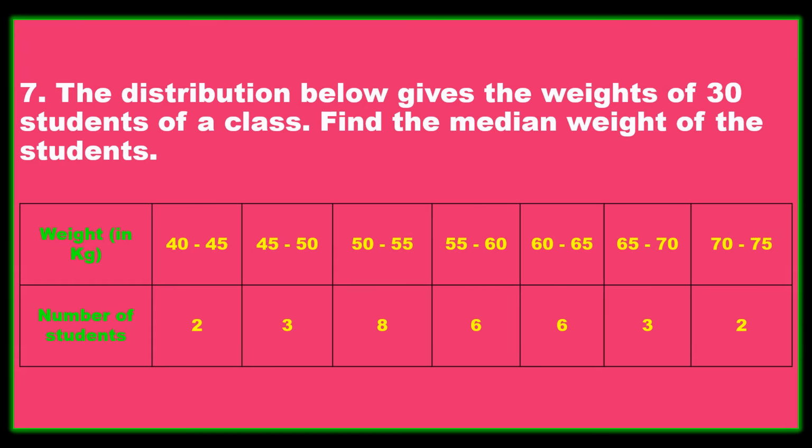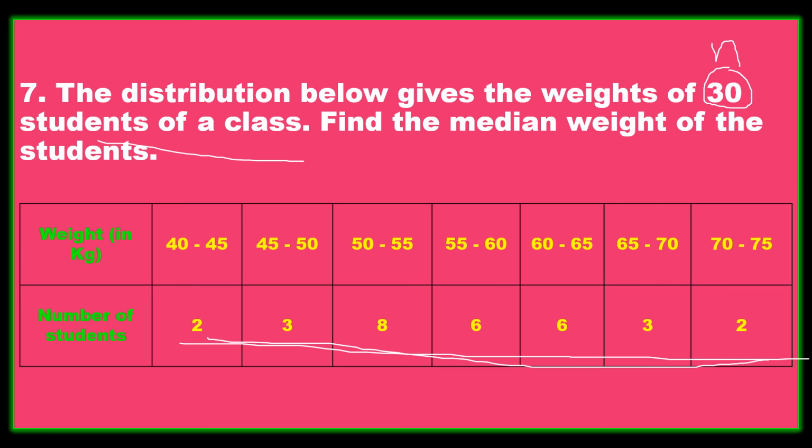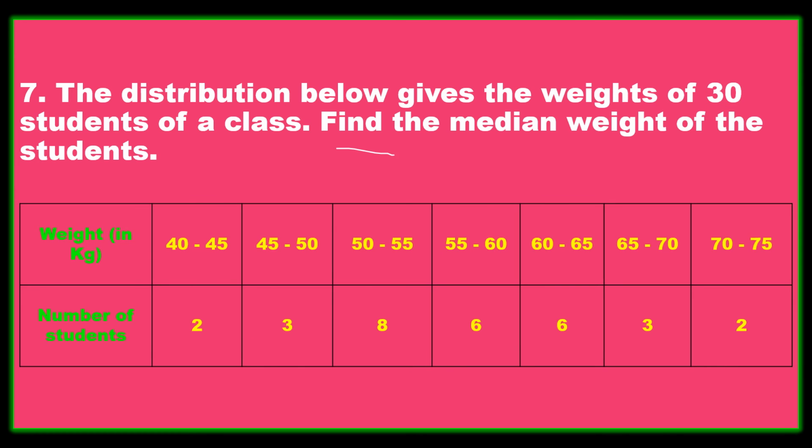Okay, let us go to the next problem. Here is your 7th question. The distribution below gives the weights of 30 students of a class. Here he gave 30 students, so when you add all these frequencies, you should get 30. Your n is given. When you add all these values, it is nothing but your last CF value, which is n. He asked you to find the median weight of the students.